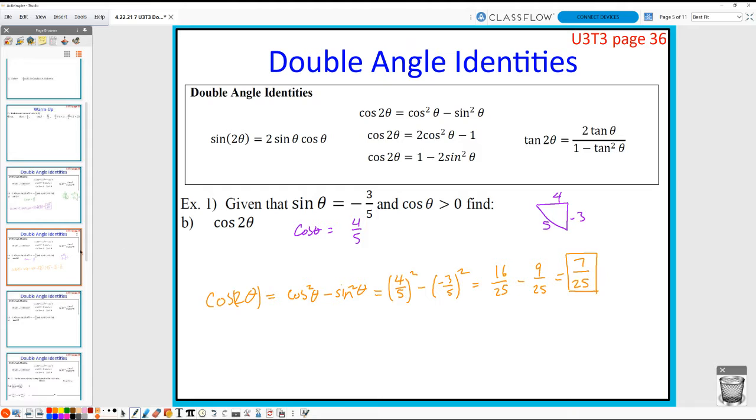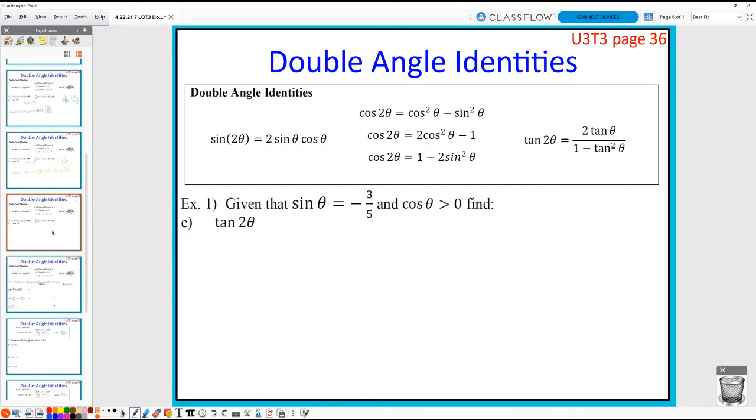That's it. Now, tangent is a little bit trickier. There's a couple ways to do this, and I would prefer to do one way over the other. But I'm going to show you both initially, and then we're actually going to just do one of them. Still, I'm going to draw my triangle here.